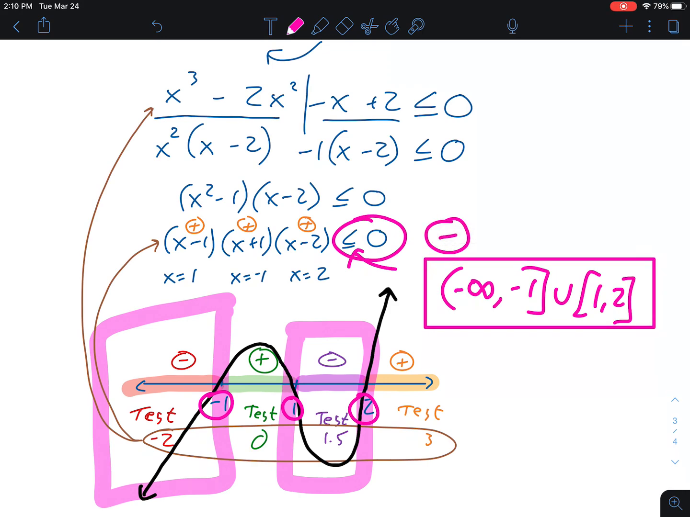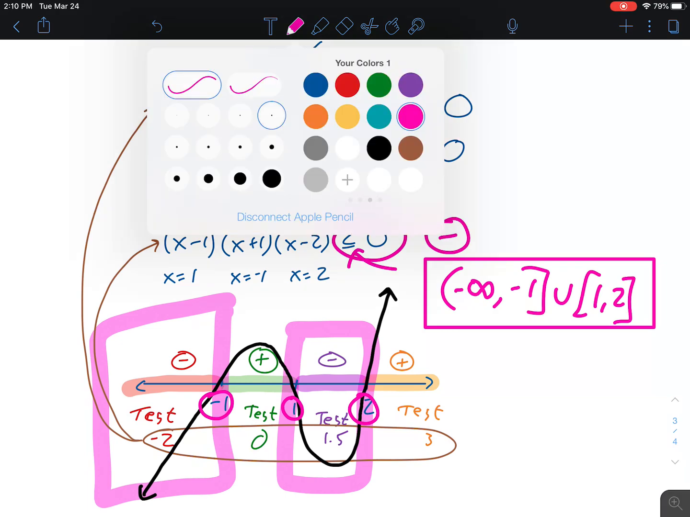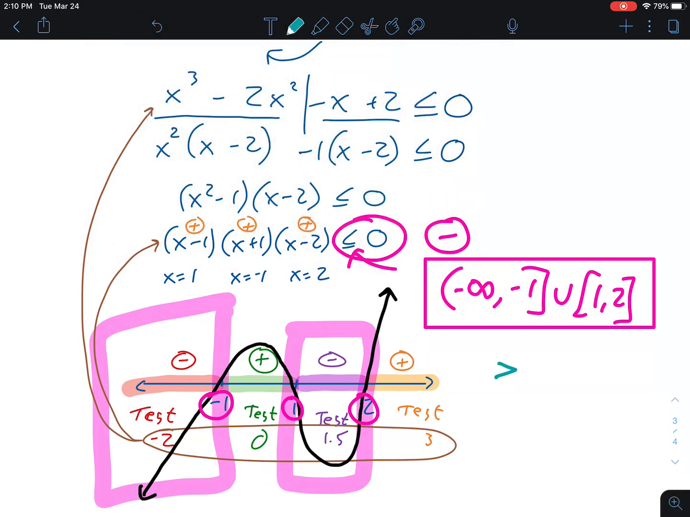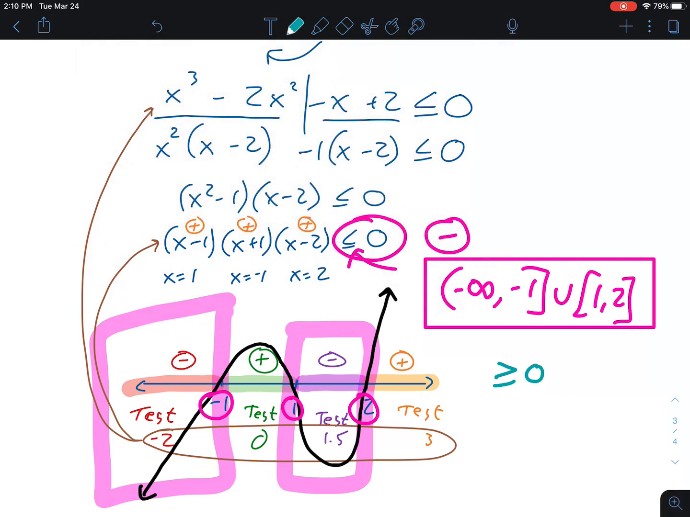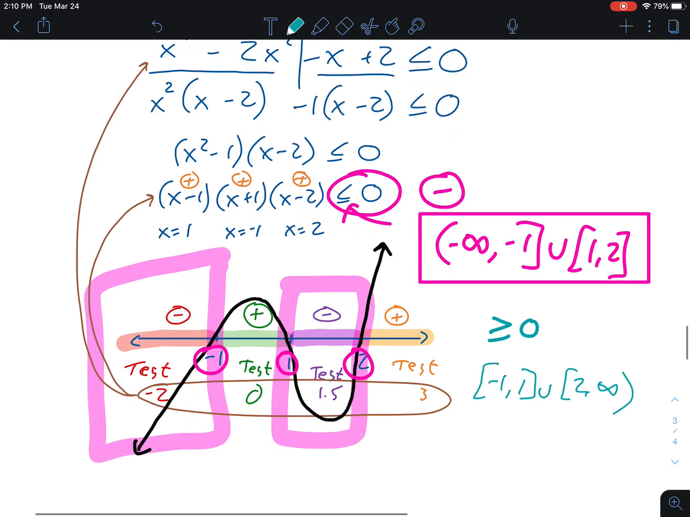I didn't do this one all in blue because I think you needed a little bit more showing of things. All right, so there's the first one we did. Now, if this were to say greater than or equal to 0, it would be the opposite, negative 1 to 1 and 2 to infinity, because that's where I'm positive. If it were to say greater than 0, not equal to, it'd be soft brackets.